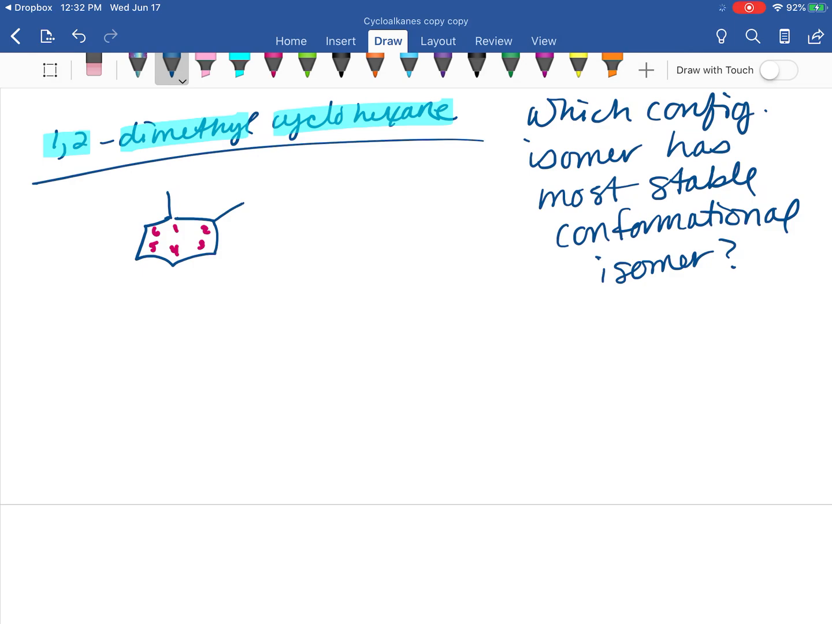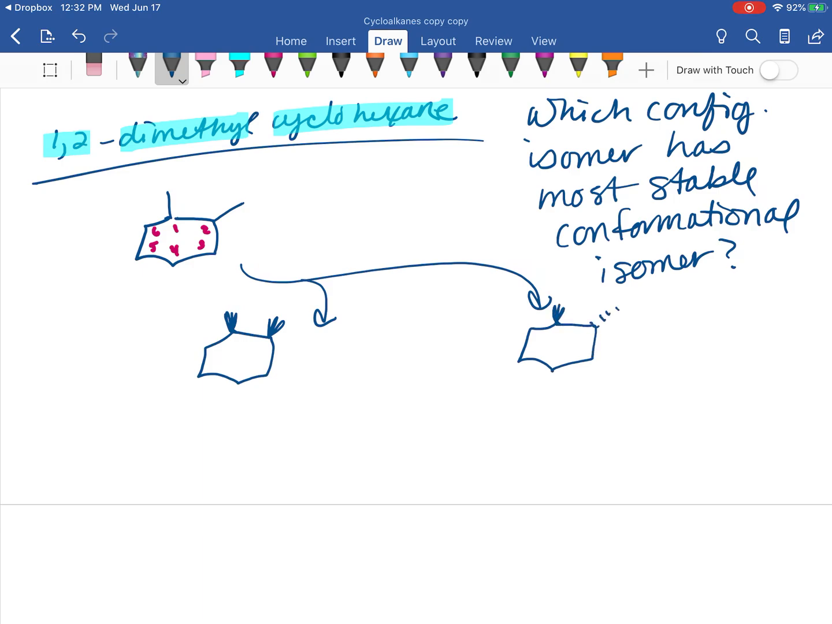So for our dimethylcyclohexane, we have 2 configurational isomers. Let's draw them both. We have a cis and a trans. All right, those are our configurational. And then from each configurational, we have 2 conformational. So we've got a chair and a chair flip that we need to compare.